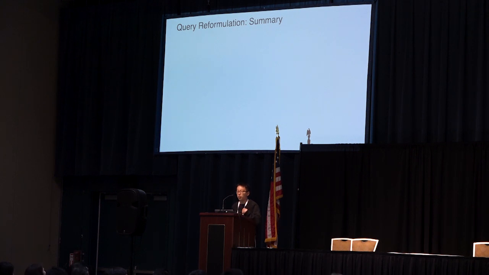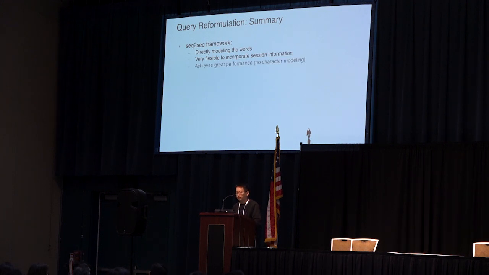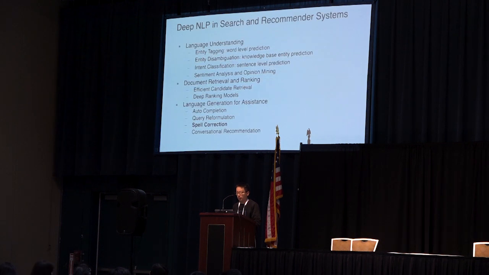So that's all for the query reformulation part. We can see the sequence-to-sequence framework is very powerful because it directly models the words, and also is very flexible to incorporate any session information. It achieves great performance compared to the baseline. One of the reasons is there is no character modeling. And our next topic is about spell correction, which heavily involves character modeling and word modeling at the same time.